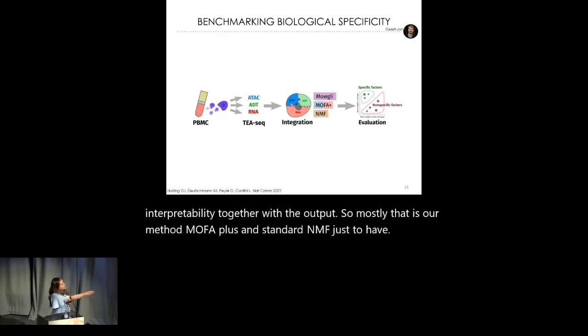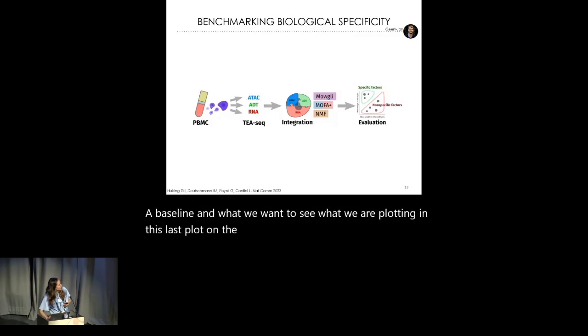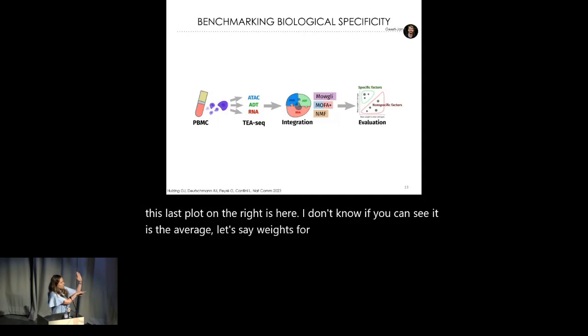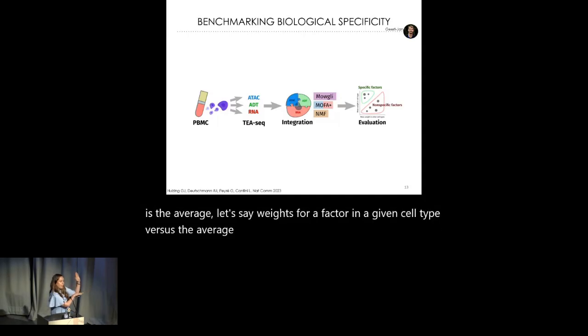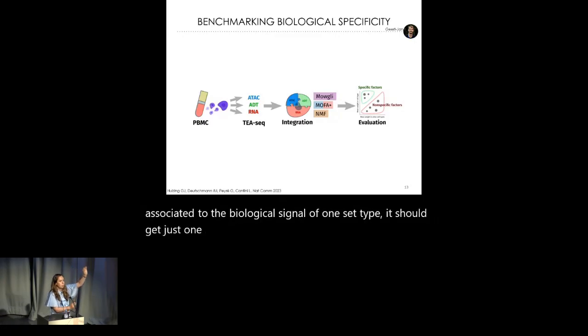And what we want to see, what we are plotting in this last plot on the right, is the average weight for a factor in a given cell type versus the average weight on the other cell types. So in principle, if we have a method that is specifically associated to the biological signal of one cell type, it should get just 1 factor on the top left and all the others on the bottom right. These are the results that we observe. I'm showing it for 3 cell types just for simplicity.